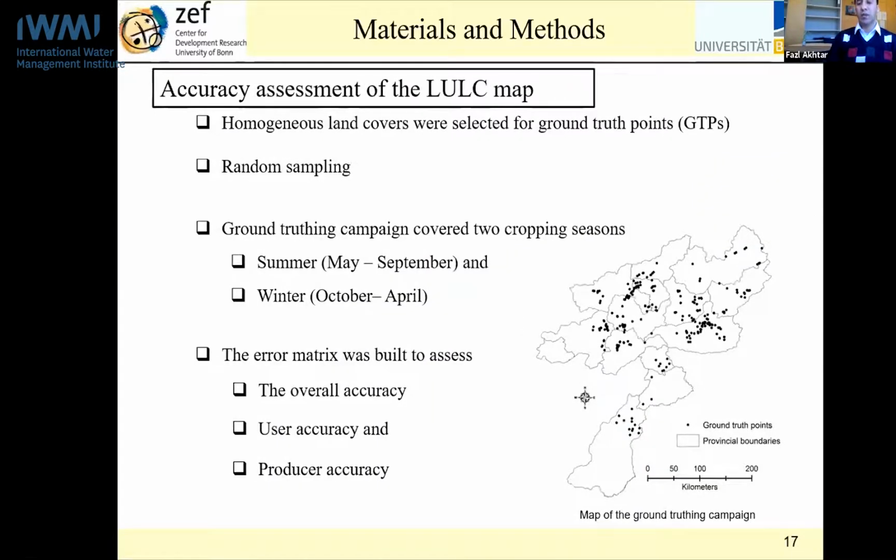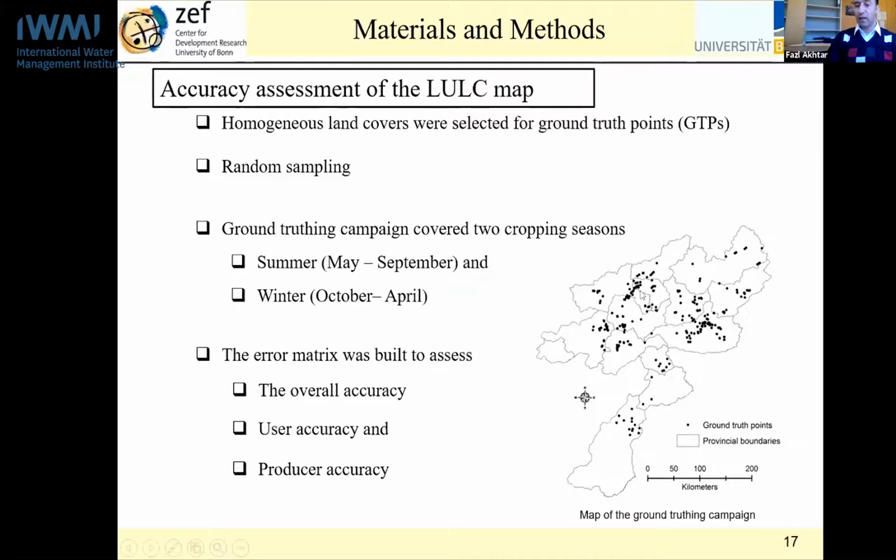The ground truth points collected for the land use and land cover map were around 360 ground truth points. Random sampling was done. Homogeneous land cover types were selected for this land use and land cover mapping. The black dots you see here are the points where data was collected from. Somewhere it's less intense.